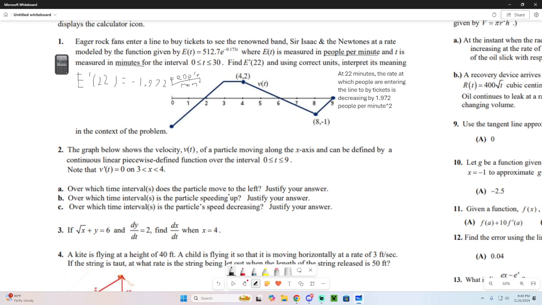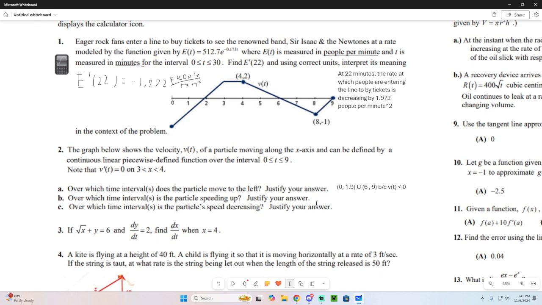So on which interval is the particle moving left? Well, this is a velocity function, so the particle will be moving left when the velocity is negative. So from 0 to about 1.9, and then the velocity is also negative from 6 through 9. And for our justification, we can just say because v of t is less than 0.